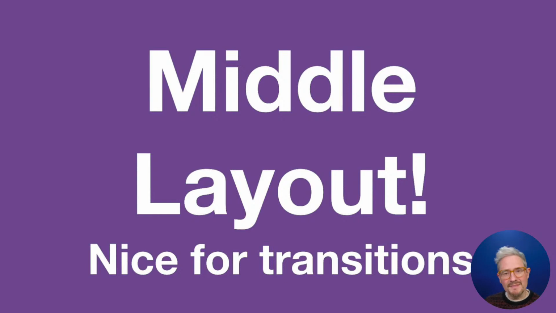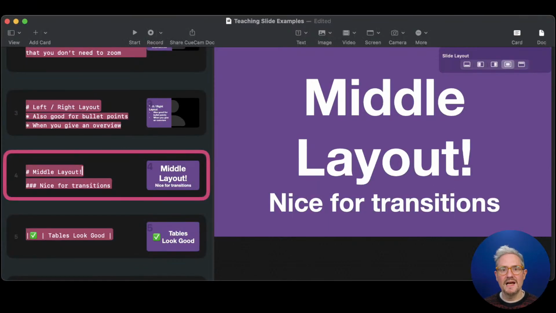And then stuff like this middle layout, this is nice for transitions. So you've seen every time I've gone to a new section, it just instantly comes up on the screen. I think that works well for stuff like this. And again, I've just got two levels of title. I've got the middle, and I've done the 3 hashes just to make that a bit smaller than the other one.